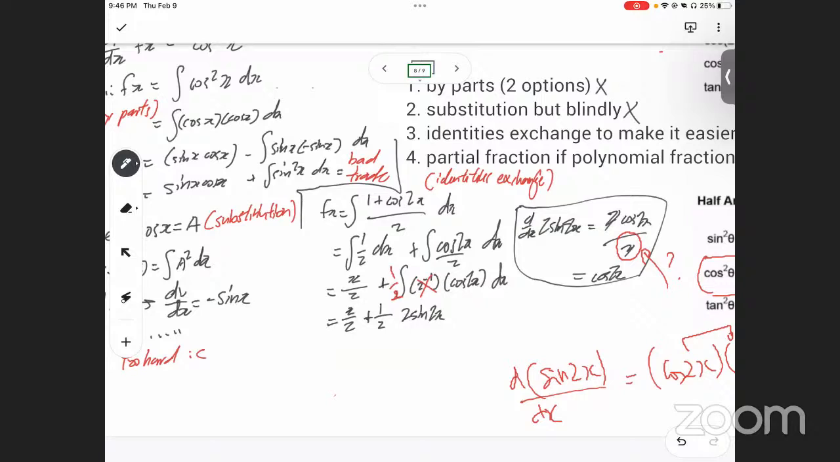So differentiation of sine 2x is 2 cosine 2x, correct? So then integrate cosine 2x should be half sine 2x. I think that would be appropriate. I think that is the result of your checking. That seems to make sense.